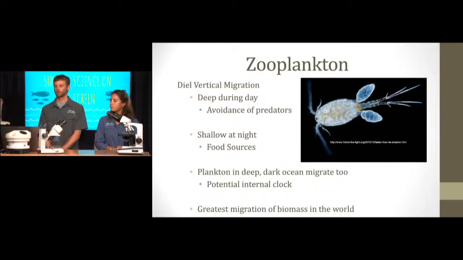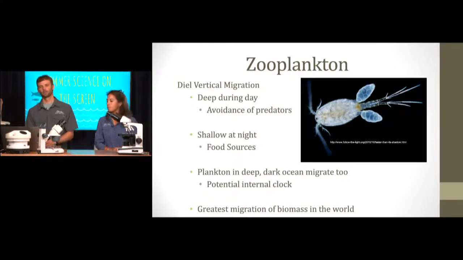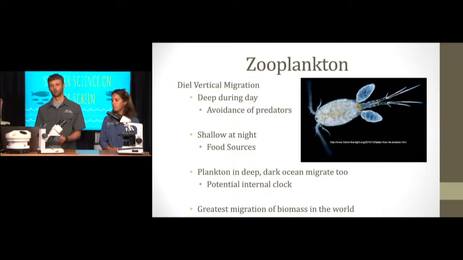So the zooplankton, one of the really interesting things about zooplankton are some zooplankton look the same their whole life and they never grow into anything else. And other zooplankton are only planktonic for a period of their life cycle, and then they'll actually grow into a different looking organism. So it's just part of their life cycle that they're the plankton.